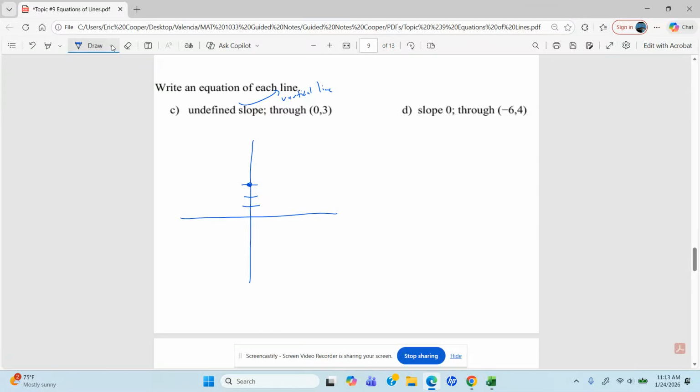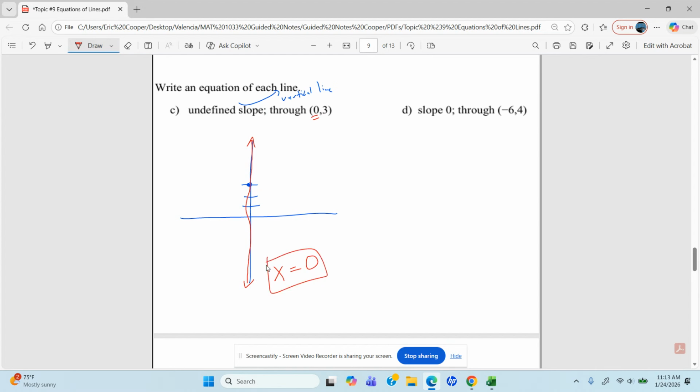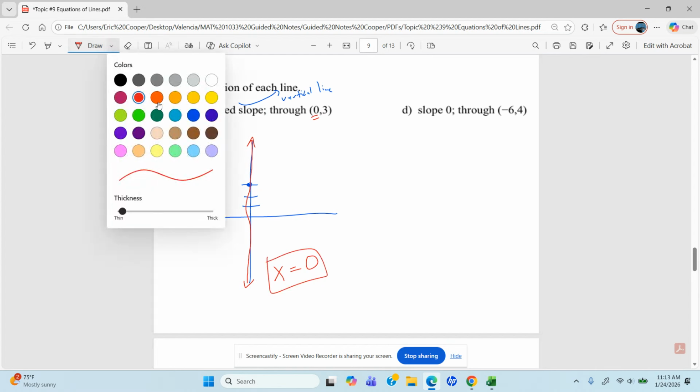So we have a vertical line that actually goes through the y-axis. So this would be my vertical line. Vertical lines are x, so x equals whatever the value for x is. So in this case, the equation is x equals 0.